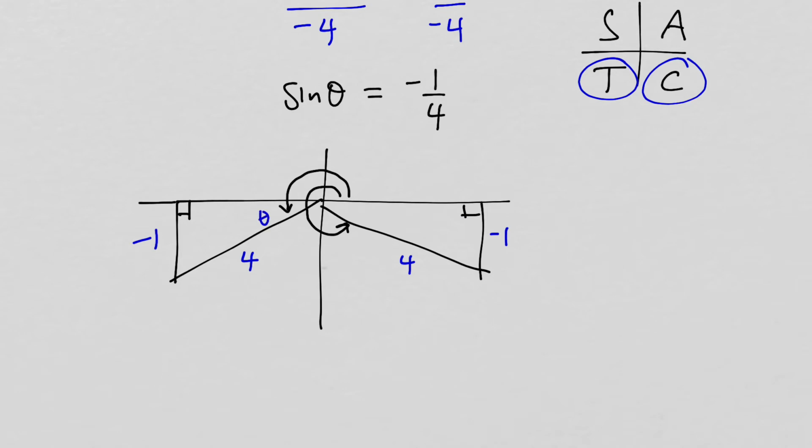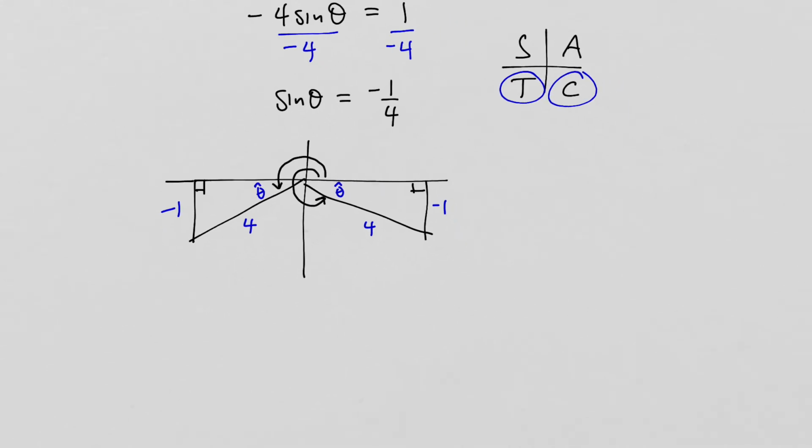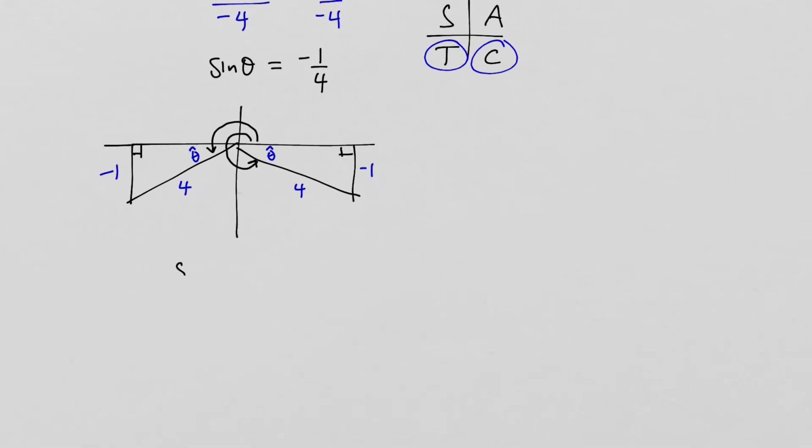So I'm going to call this angle here theta hat. This angle over here is also theta hat. And we know from the reference angle theorem that the sine of theta hat would have to be +1/4. So remember when we learned about reference angles, a trig function of a reference angle is the same as the trig function of the angle, but when you're talking about the reference angle, it can never be negative. So we have -1/4 up here, but when we talk about the reference angle, it must be +1/4.